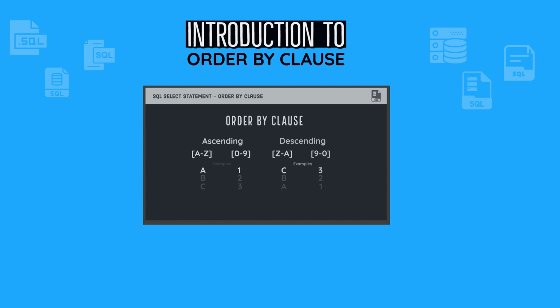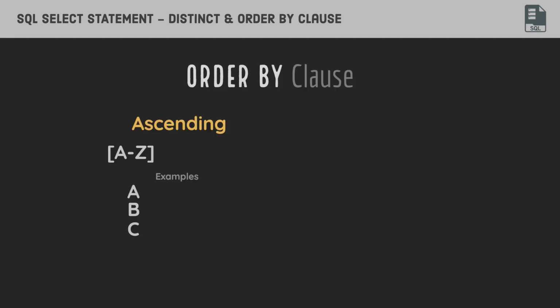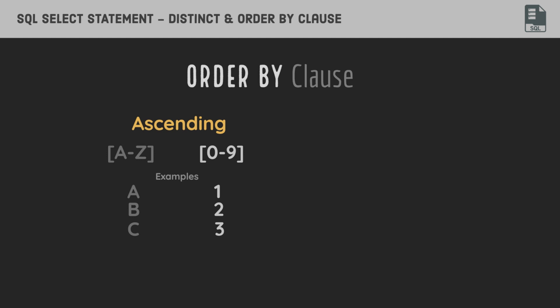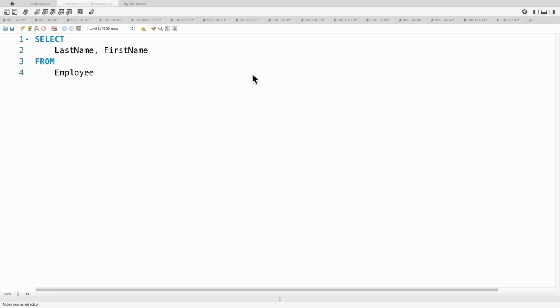Today I'm going to share what I know about order by. Order by clause is used to sort your data. It could be in ascending or descending order. Ascending is alphabetical order while descending is just the reverse. So for a column defined as numbers, ascending means lowest number to highest while descending is highest to lowest.